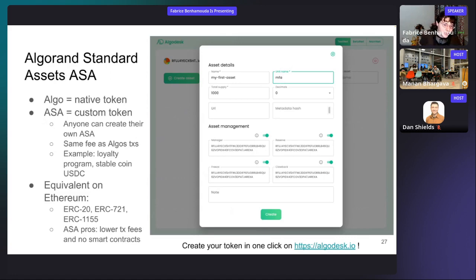The difference between the Ethereum version of this custom token and the Algorand version is that on Algorand, the token is really baked into the protocol. So it's really the same cost to transact with this token as a normal Algo transaction, and there is no need to write any smart contract. It's completely baked into the protocol. It's also very easy to create such a token. On the website, you do two clicks and you get it.